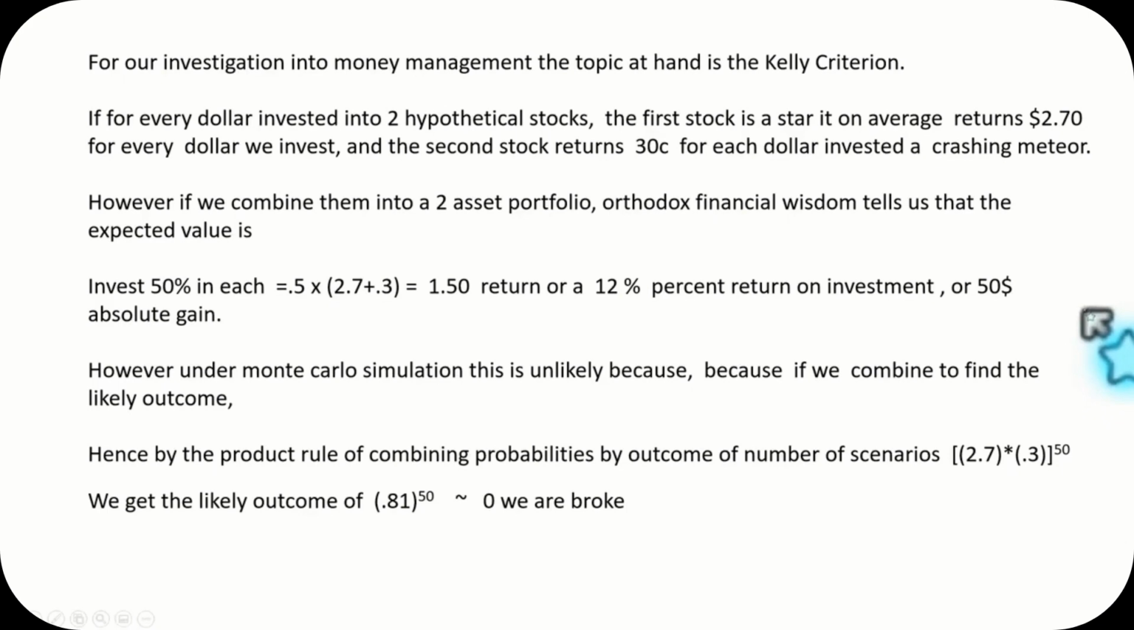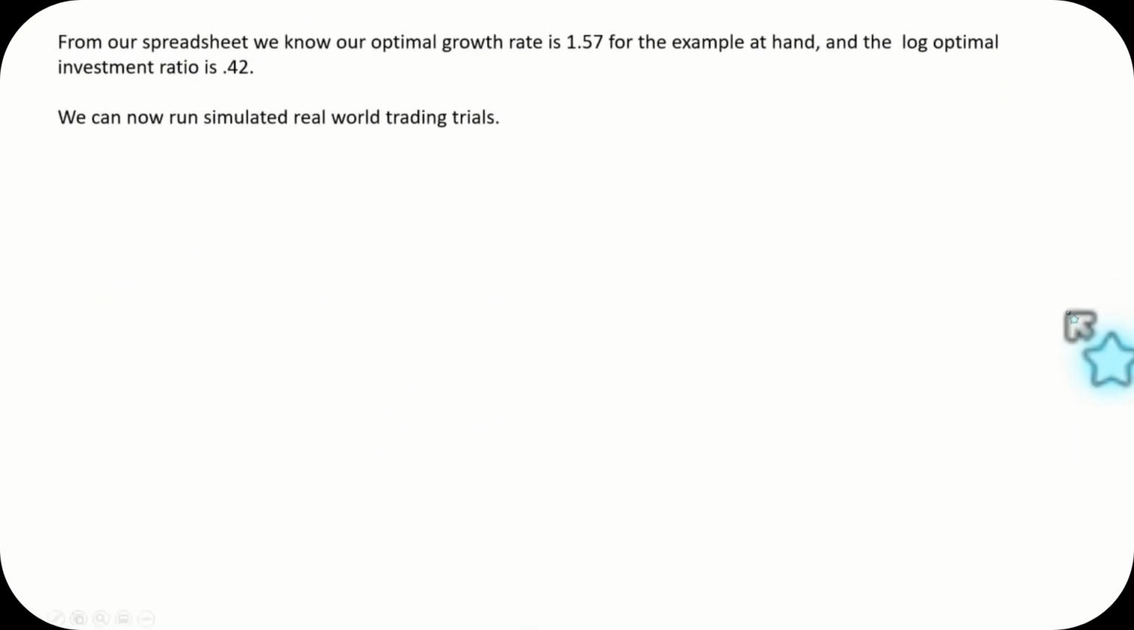rule of combining probabilities by outcome of 6 scenarios, gives us 2.7 times 0.3 to the power of 50. The real-life outcome, with trials where we have 2.7 times 0.3 to the power of 50, we get 0.